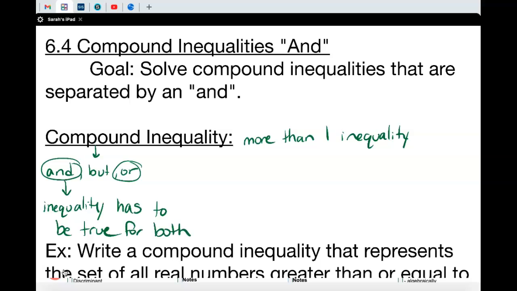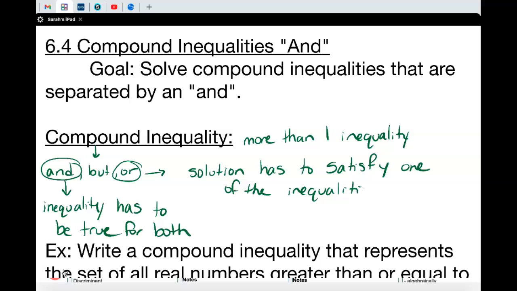So basically, we're going to get out a solution. Our solution has to be true in the first inequality and the second inequality. Okay, it has to satisfy both of them. Or, I'm going to say the solution has to satisfy one of the inequalities. So with or, it can only be one or the other. It can't be both at the same time. If it's both at the same time, we fall into the and one. So with and, we're doing that today. Tomorrow's with or.